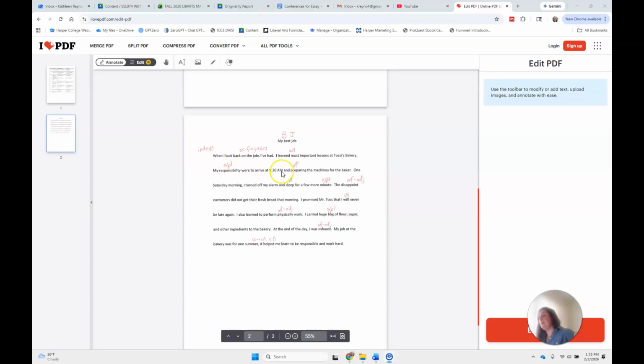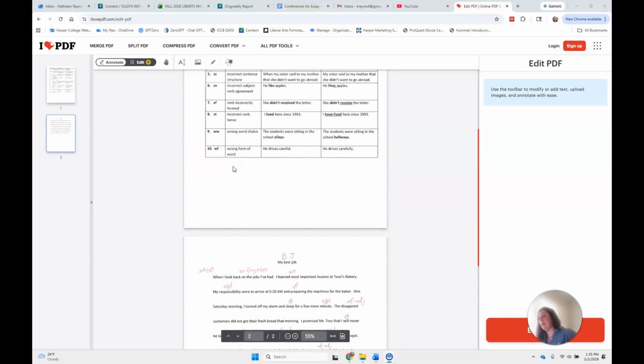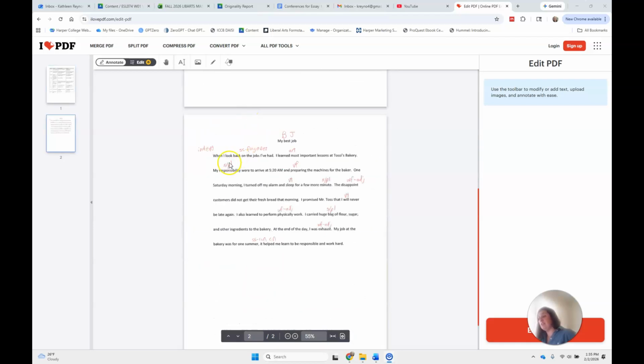My responsibility were to arrive at 5:20. So sometimes people get confused and think this one means spelling. No, this one means singular plural. So I need to say my responsibilities, plural, were to arrive and preparing. So it's not right to say to arrive and preparing. We have to either say arriving and preparing or to arrive and to prepare the machines. So that's a verb form mistake. We could say, because there's a to, we don't have to repeat the to here. So we could say, my responsibilities were to arrive at 5:20 and prepare.